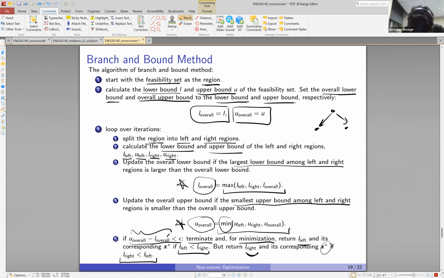So for maximization, you care about L left or U left, whichever region has larger U and L or F star. For minimization, you care about the region which has smaller U and L, okay? Because U and L are in the essence of F star.